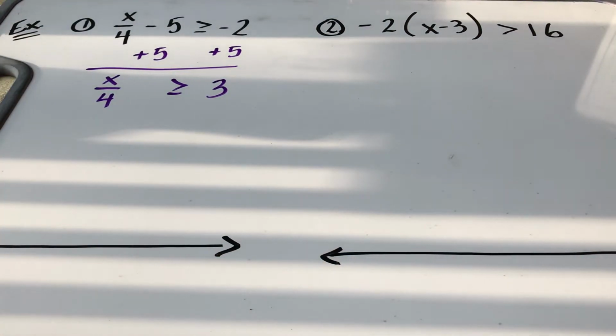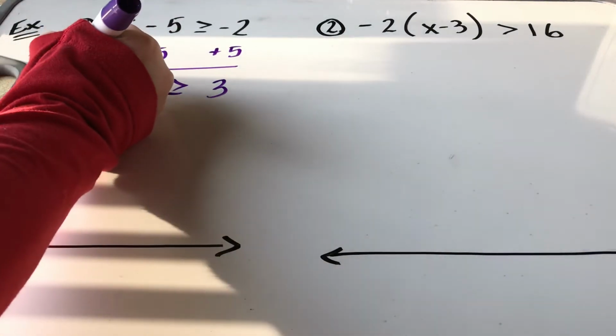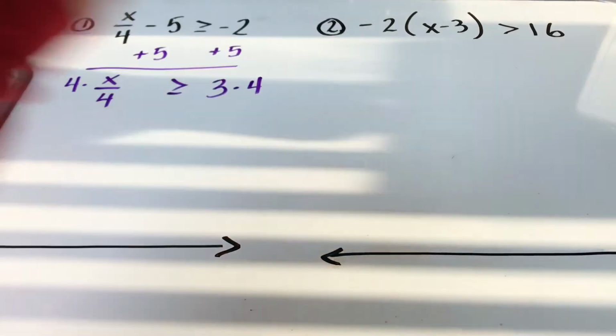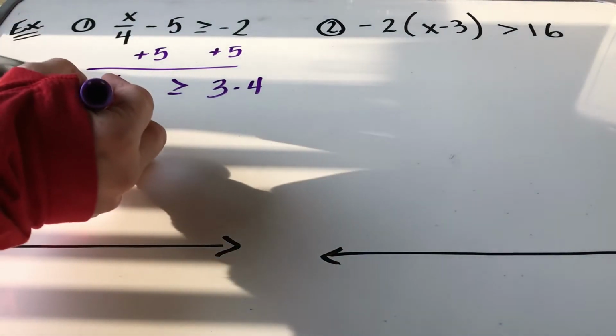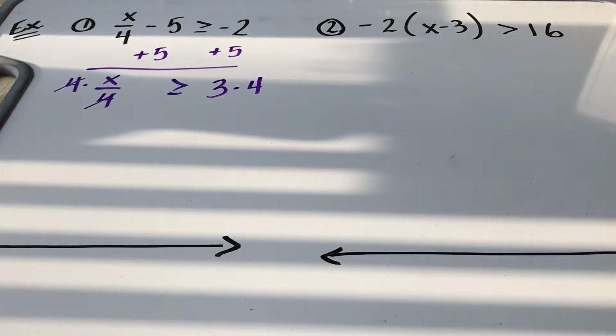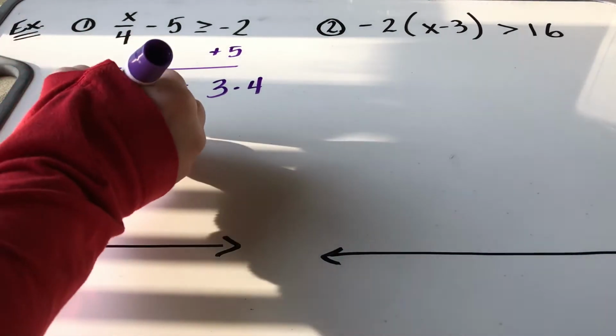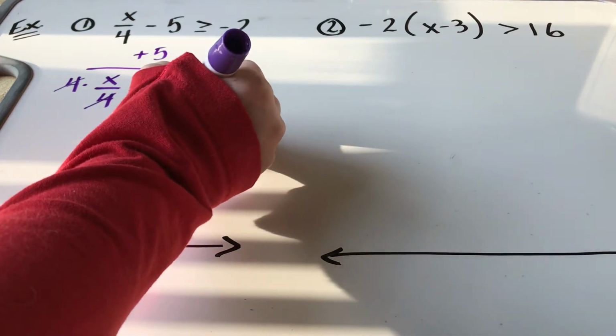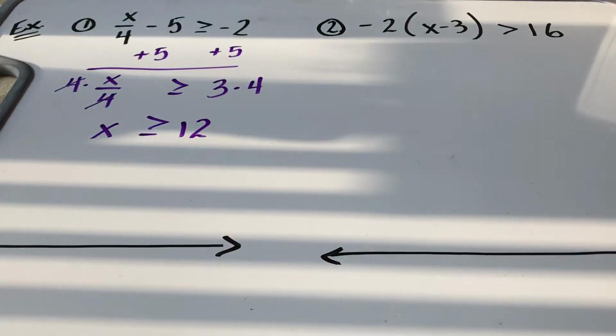On the left side, we have x divided by 4. To undo division, we want to multiply, so I would multiply by 4 on both sides. On this side of the inequality, 4 divided by 4 becomes 1, so that's gone. And we have x greater than or equal to, and then 3 times 4 is 12.